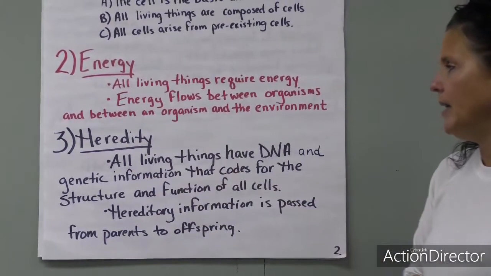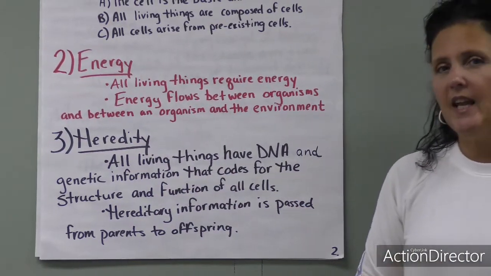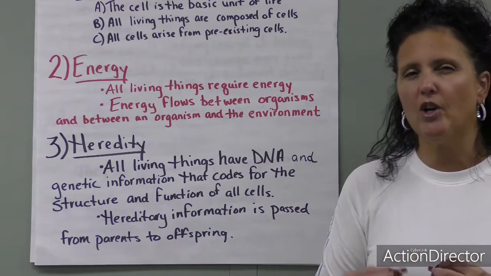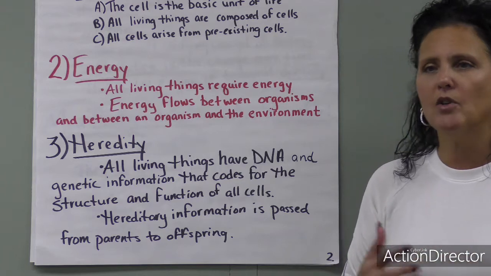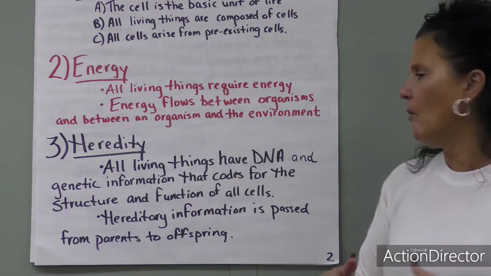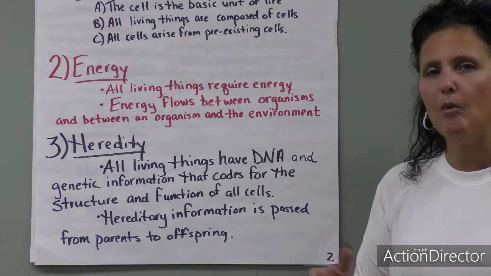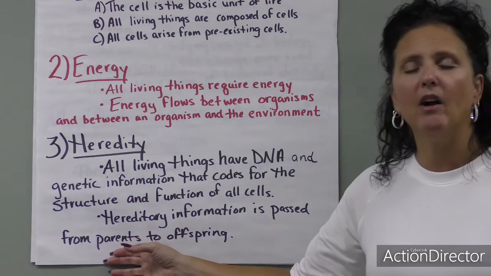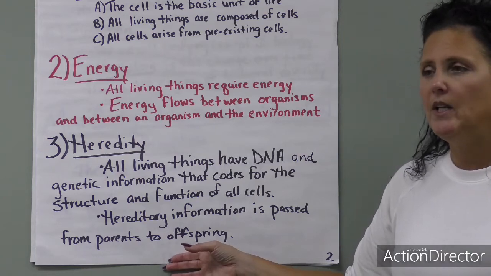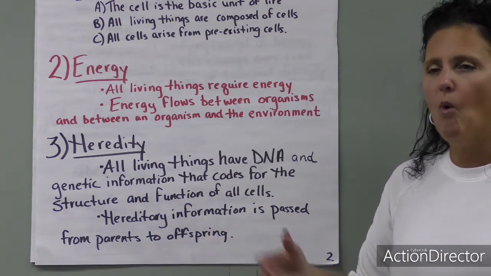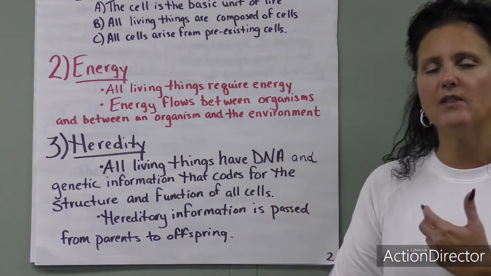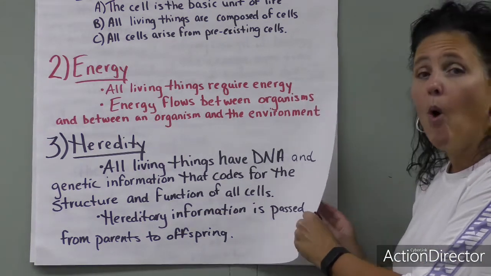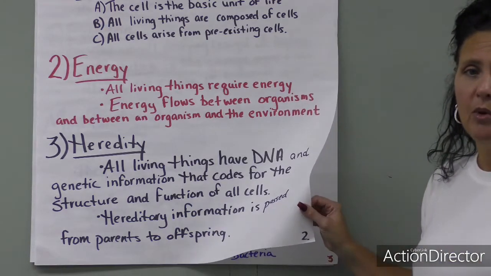Number 3 is heredity, and all living things have DNA. And that's the genetic information that codes for the structure and the function of the cell. It also codes for many other things that we probably won't delve into, but we will look at DNA. And hereditary information is passed from parents to offspring. So we need to know how does that happen, and why is that important? Why is it important to pass on genetic information? Why do we not want new genetic information, and why do we not want genetic information that's too interrelated?